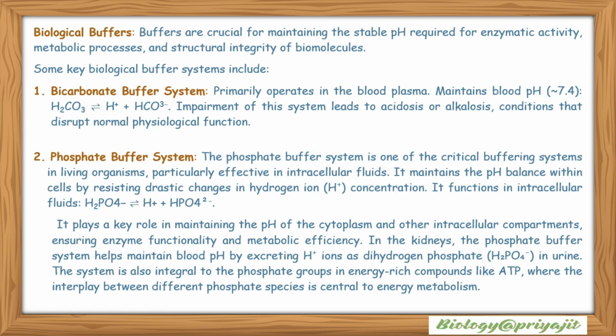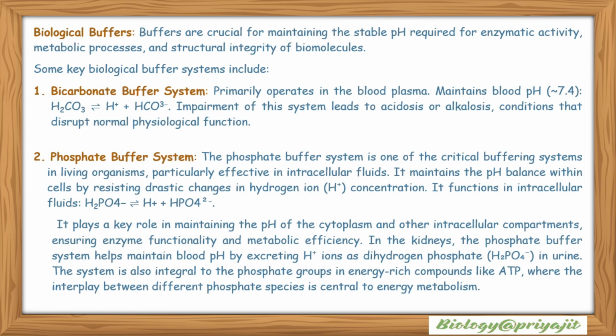Phosphate buffer system. The phosphate buffer system is one of the critical buffering systems in living organisms, particularly effective in intracellular fluids. It maintains the pH balance within cells by resisting drastic changes in hydrogen ion concentration. Its function in intracellular fluids: it plays a key role in maintaining the pH of the cytoplasm and other intracellular compartments, ensuring enzyme functionality and metabolic efficiency.